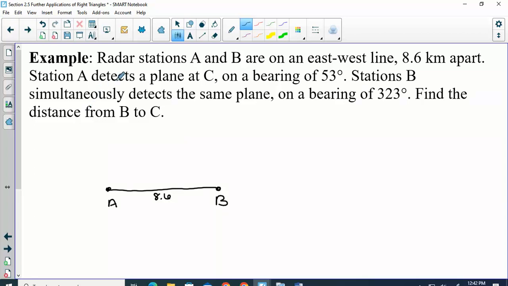Station A detects a plane at point C on a bearing of 53 degrees. As soon as I say bearing, bearing is measured from what? North-south line. So we are at point A. If I'm going to measure bearing, I need a north-south line at point A. So I just draw those in as dashed lines. If I just give you a single degree measure, that means from due north, we spin 53 degrees. So that would take me to point C.